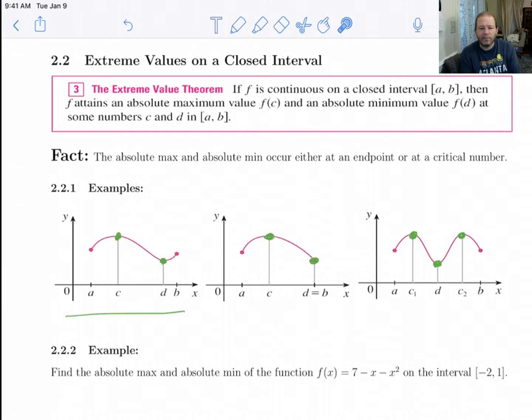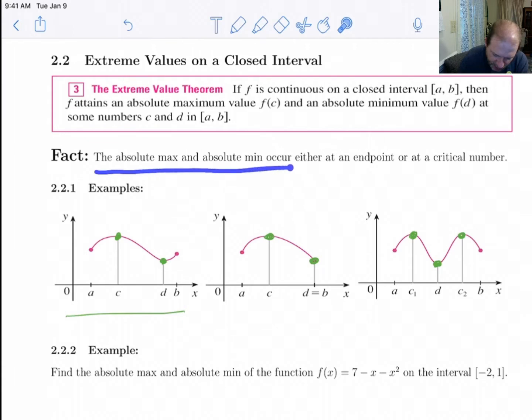But if your function is continuous and you're on a closed interval from A to B, you can go through there and find a largest and a lowest value. And here's a nice fact. I don't know why the book didn't include this fact along with this part of the theorem, but the fact says the absolute max and min have to either occur at an endpoint or at a critical number.